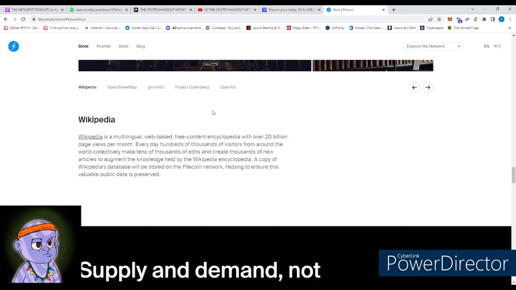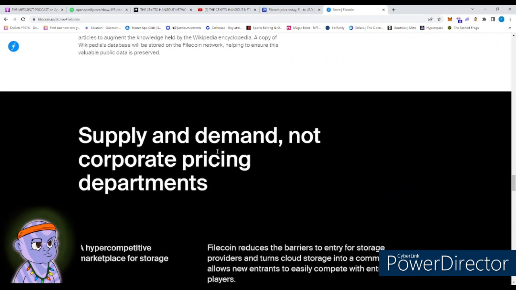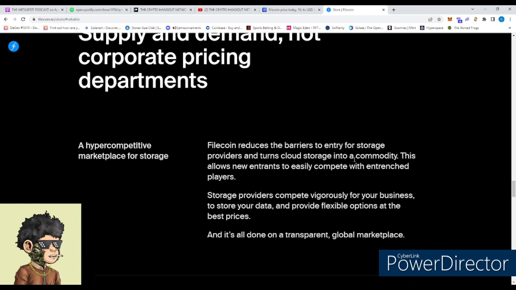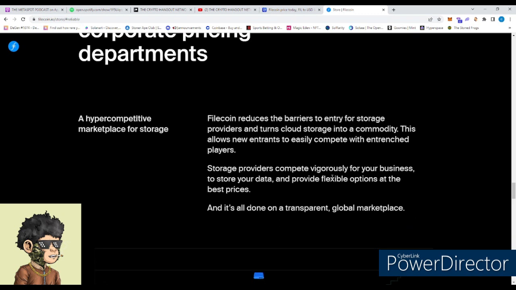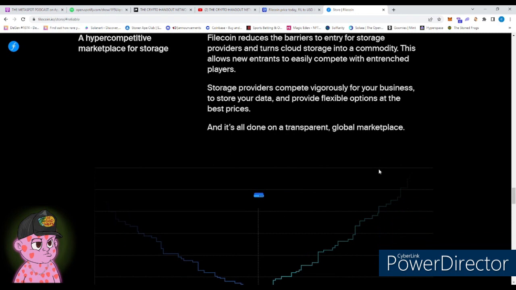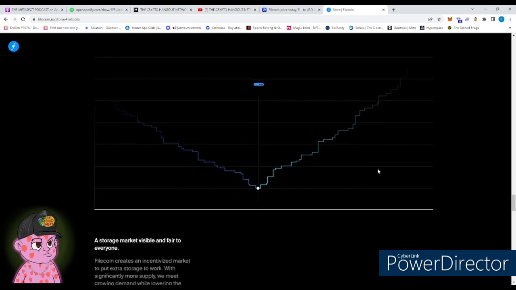Okay, it's Wikipedia. Cool. Supply and demand, not corporate pricing departments. Filecoin reduces the barriers to entry for storage providers and turns cloud storage into a commodity. This allows new entrants to easily compete with entrenched players. Storage providers compete vigorously for your business to store your data and provide flexible options at the best prices. And it's all done on a transparent global marketplace.